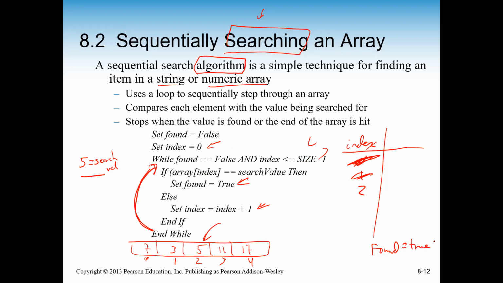Okay. So that means you don't increment anymore, right? So you go in here and you just say that. When you go back into the while loop, found equals false? No. And so you stop. And that's how it works. Make sense?